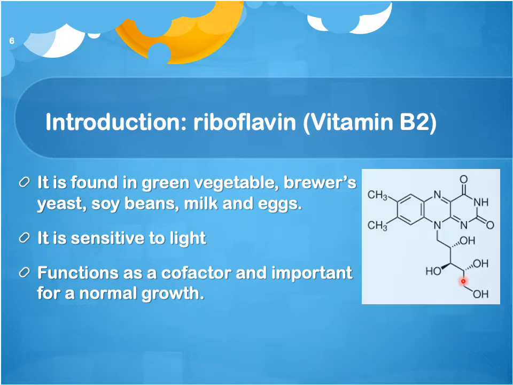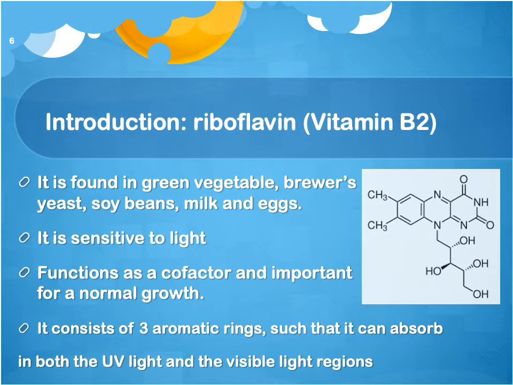Here is riboflavin structure. Riboflavin consists of 3 aromatic rings. Thus, it has absorption spectrum in both UV light and visible light.